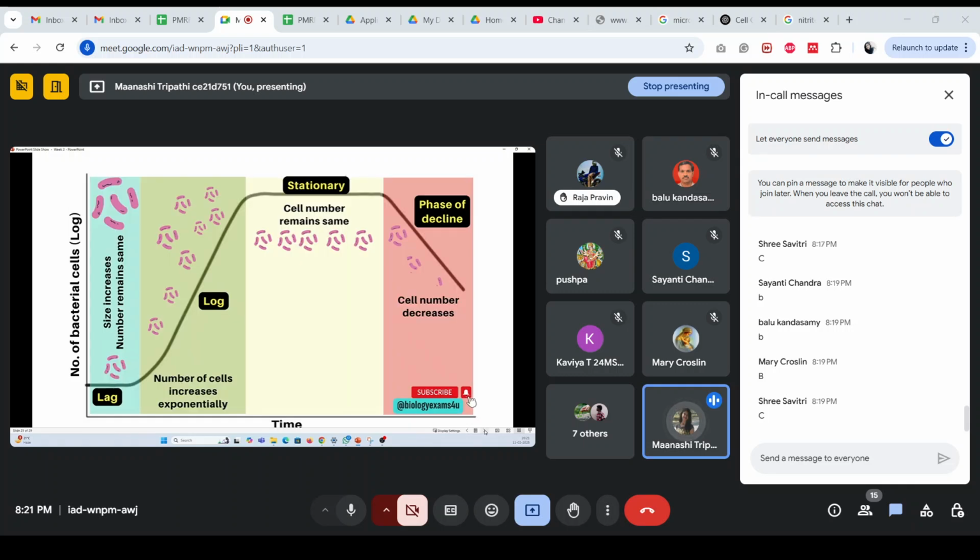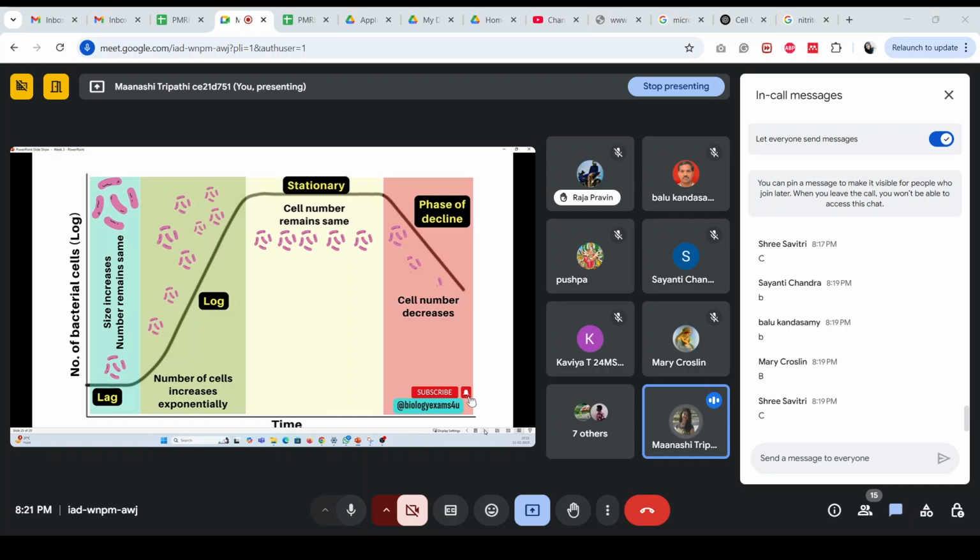So this is the graph of the number of bacterial cells versus time. This is called the growth curve. I have taken this picture from a biology textbook, so you can see it for more information. Here there will be an initial lag phase. The number of bacteria remains the same. If I put in 100 bacteria, the number will remain 100. However, the weight of the bacteria will increase because there is an increase in size. So the size increases, and the number remains the same.